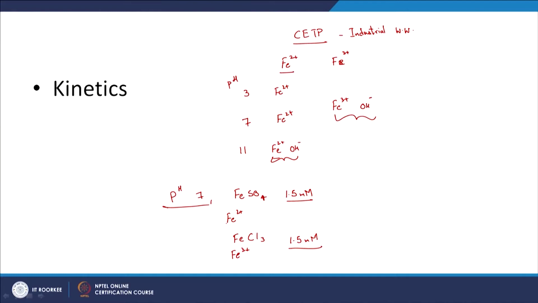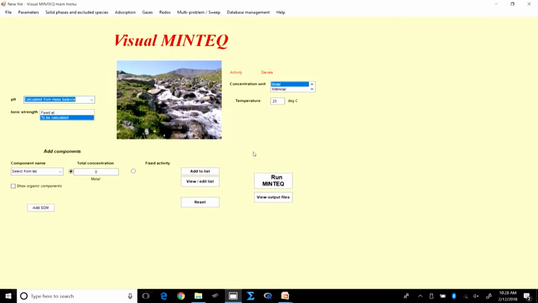So now let us see how the system changes here. Again we are going to look at pH 7. Initially we plug in Fe2+ at 1.5 millimolar, and obviously SO4 2- will be at 1.5 millimolar. In the second case I am going to plug in at pH 7 FeCl3 with Fe3+ at 1.5 millimolar, so the total Cl will be 3 times 1.5, so 4.5 millimolar. So let us plug in those values and see where we end up.